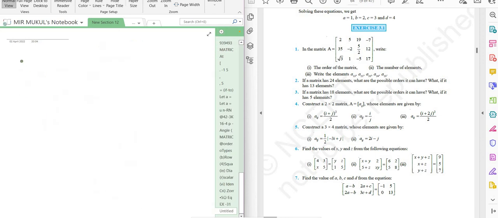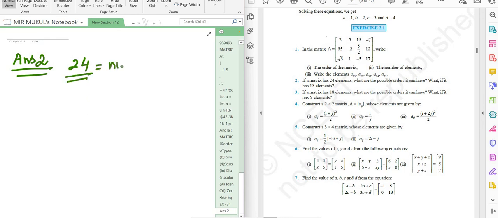Right. Now, answer 2. I'm recording this video also, so you will get it, and you can repeat and make notes. If a matrix has 24 elements, then what are the possible orders it can have? Total number of elements is 24, right?